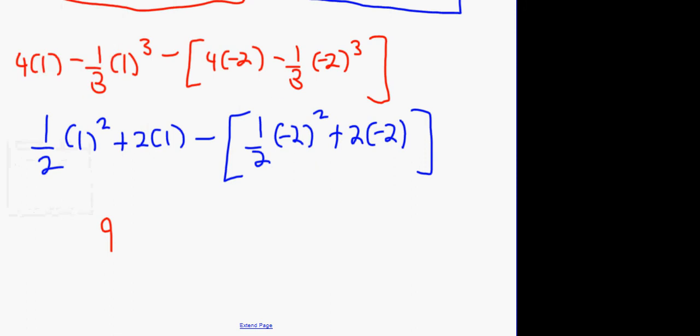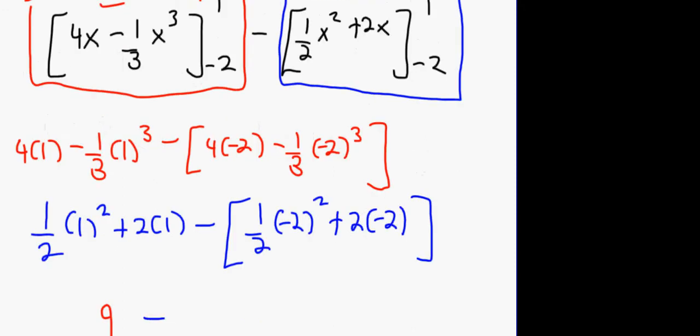Anyway, 9 for the red area. What's the blue area? Yeah, I keep getting here. Okay, that means you're probably using the wrong minus sign. 9 minus 8? The answer for the blue area, 9 over 2.